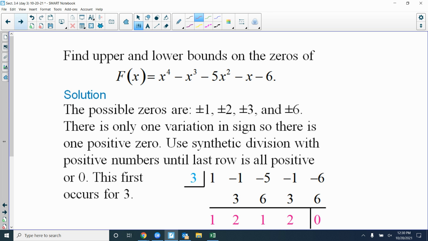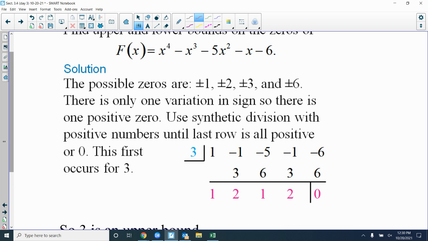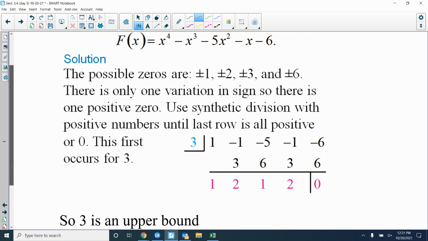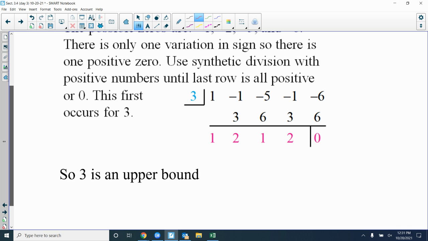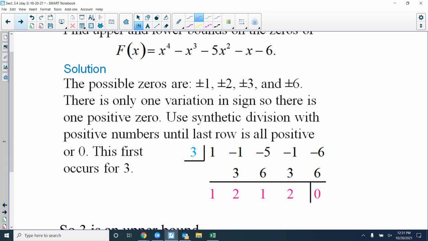So here's an example. All right, here's your function. Here are the possible zeros. Let's say you plug in 3. All of these are positive. It means it's a root, but also since they're all positive, I know it's an upper bound. I'm not going to bother to try 6, because I know it won't work. I'd stick with 2 or 1 or the negatives. So 3 is an upper bound. So it's going to just kind of happen naturally.